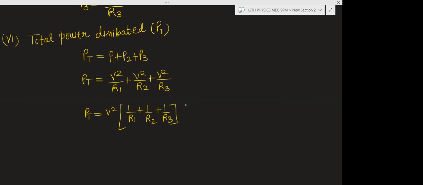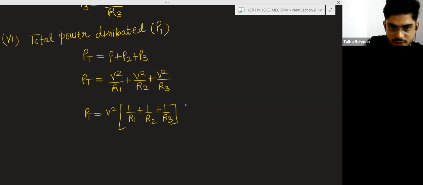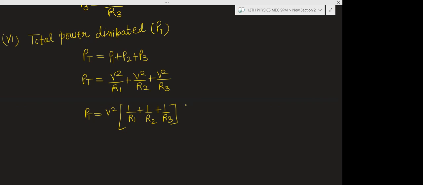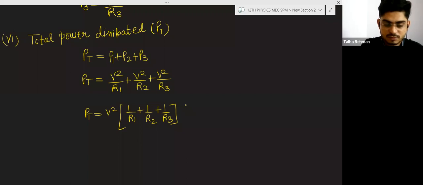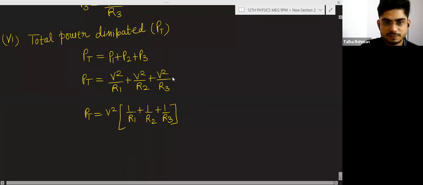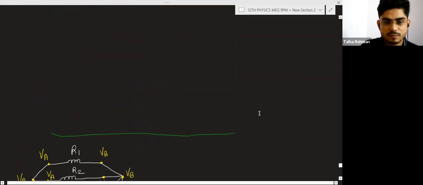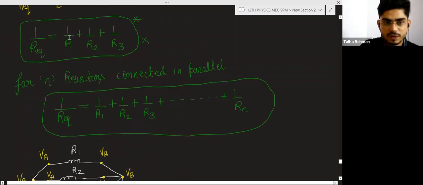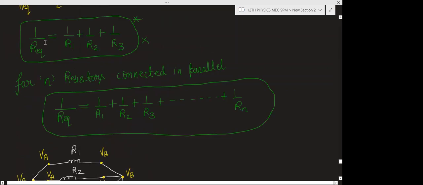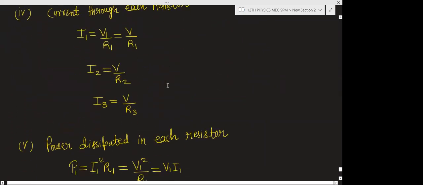Yes, sir. What is this? This in the bracket. That resistance. Yeah, resistance, but what will you call it? One minute, just see here. One upon R1 plus one upon R2 plus one upon R3 is equal to equivalent resistance. Yeah, very good.